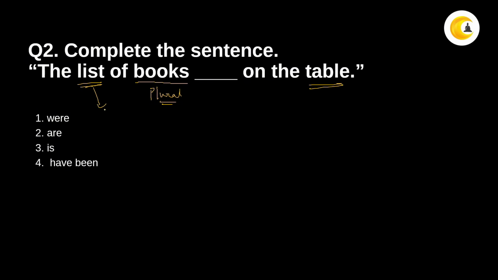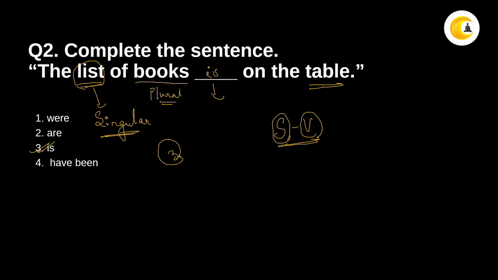Since the list, now what form is this? Singular, right? Since the list is on the table, what will be filled up here? It will have a singular form of verb, right? So it will be is. Okay, and that's answer option 3. Got it? Always look for the subject that is defining the statement. This is the subject verb agreement. So always look for the subject that defines the statement. Okay. The list is on the table, not the books. The list of the books. Okay. So technically the list is on the table, right?